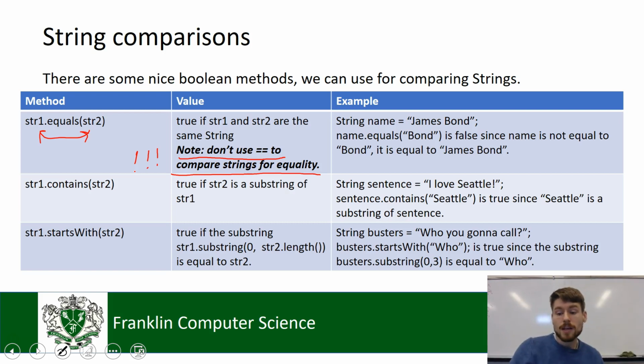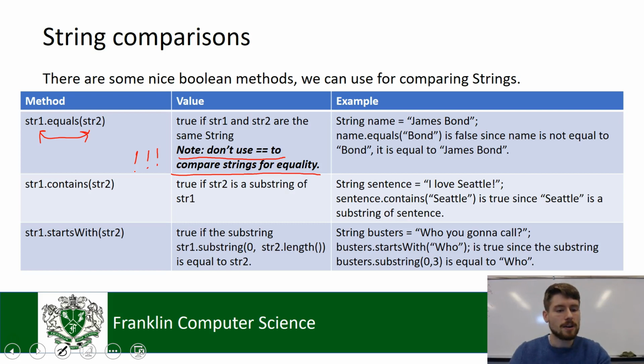Now another really helpful method for strings is the contains method. String 1 dot contains string 2. That's true if string 2 is a substring of string 1. So that means if you look at all the substrings of string 1 and you find string 2 in there somewhere, then string 1 contains string 2. So for example, the sentence I love Seattle contains the word Seattle. So that's true because Seattle is a substring of the sentence. Okay, so contains is another useful method.